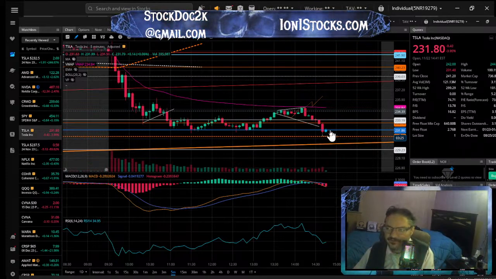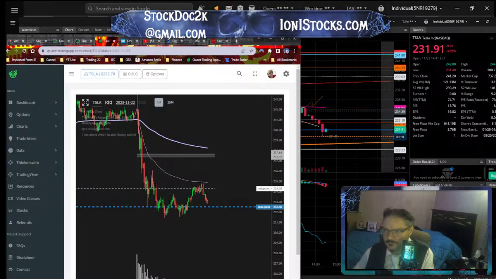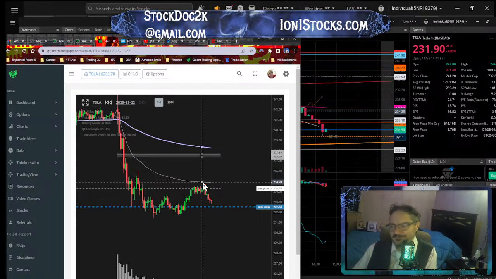That bounce off that 2-day VWAP on Tesla. Let's see. This one right here, the regular, the 1-day VWAP, or the pedestrian VWAP.